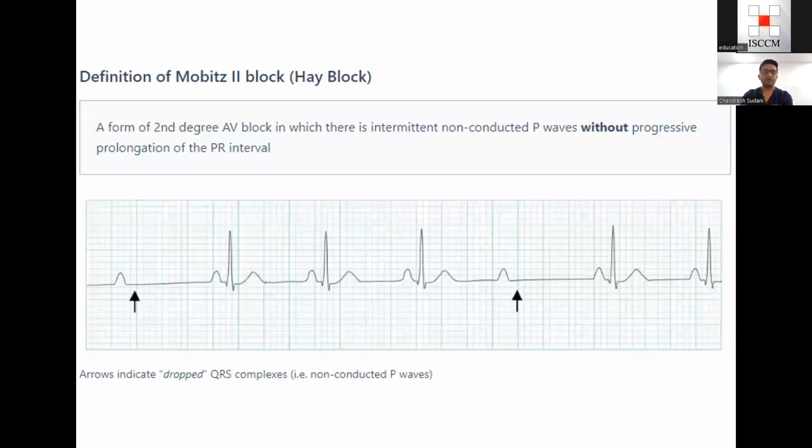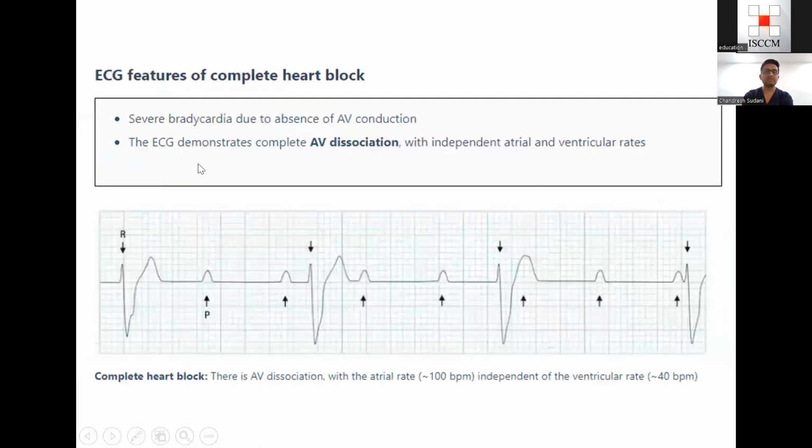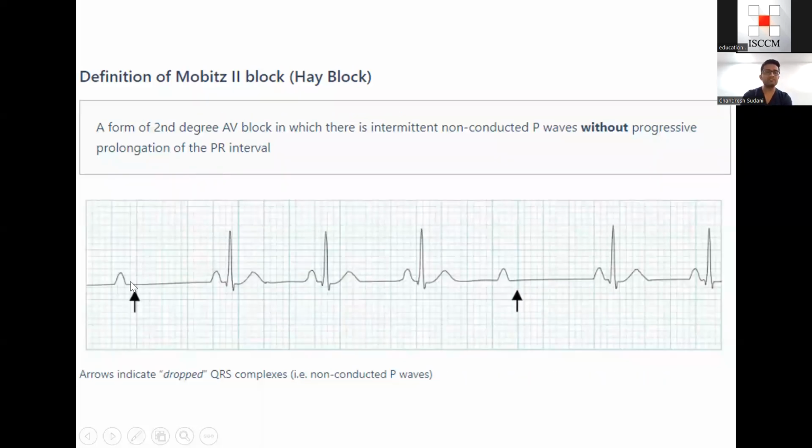Now if you see this kind of ECG, you can see the QRS complex is not present in all the beats. There are a few places where it is completely missed. But if you look at the ECG carefully, the PR interval is not increasing progressively, it is constant. So the 1st, 2nd, and 3rd beats show the same amount of PR interval, but the fourth beat is not showing any kind of QRS complex.